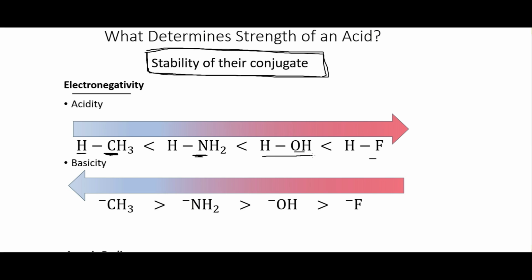When we get here, the oxygen is going to hold the negative charge a little bit better than the nitrogen, so its conjugate base will be a little more stable, and so that makes it a little more acidic. Then when we get here, we now have the fluorine, which is going to hold on to the negative charge quite well. And so that's going to be a stronger acid. The conjugate base is going to be more stable, and so it's going to be more willing to let go of or release that hydrogen ion. And so, of course, basicity is the inverse of that.